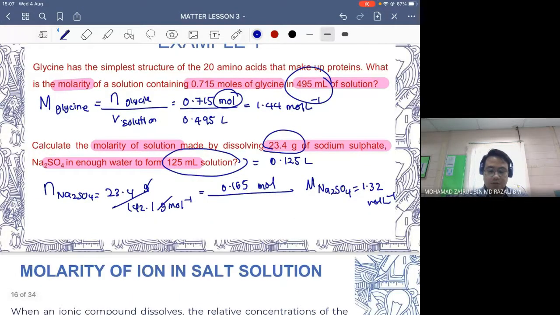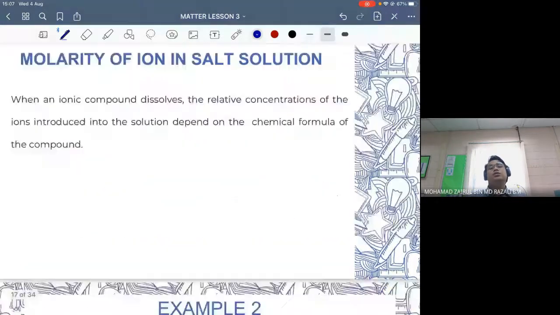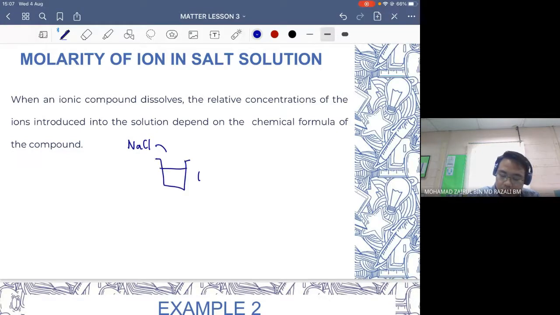Okay, so kita tengok molarity of ion in a salt solution. Okay, reason is sebab, solution, kalau awak ada garam, especially a soluble salt such as NaCl. So if you dissolve NaCl in water, so the NaCl will dissociate to become Na+ and Cl-. This one is only applicable for a water soluble salt lah. Okay, so the easy example is NaCl.